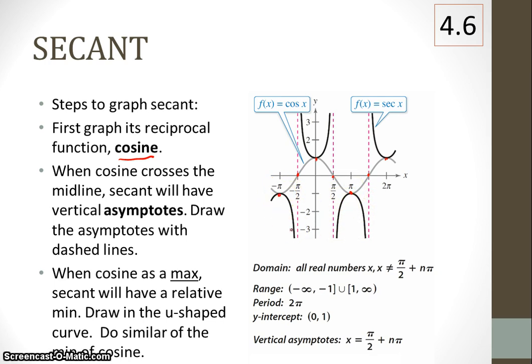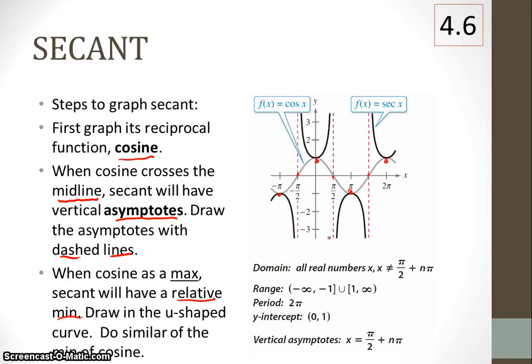Okay, so I talked about when cosine crosses the midline, secant will have an asymptote, and we're going to always draw our asymptotes with dashed lines. And I talked about when cosine has a maximum, which would be, for example, here and here, then our secant is going to have what's called a relative min, and we're going to draw in this U shape with the relative min. And similarly, whenever the cosine function has a minimum, our secant function is going to have what's called a relative maximum. We're going to have this U-shape.